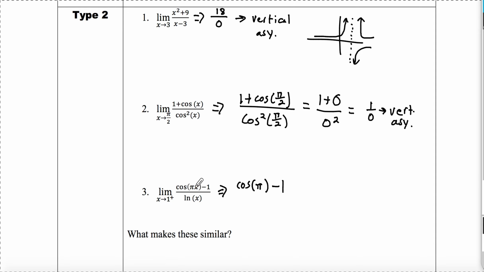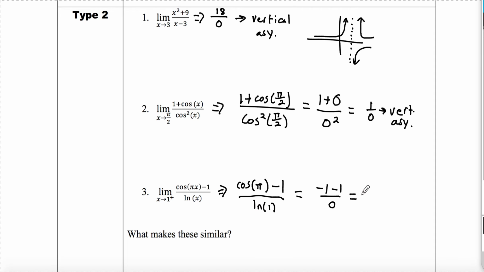minus 1, because x is approaching 1, right? So it really just becomes cosine of pi over the natural log of 1, but from the right. A cosine of pi is negative 1, minus 1 over the natural log of 1. That's asking us, if you need to go back and study logs, please go do that, or ask me for some ways to do that. The log base e of 1, so natural log of 1, is 0, because that's asking us e to what power gives me 1. The answer is 0.